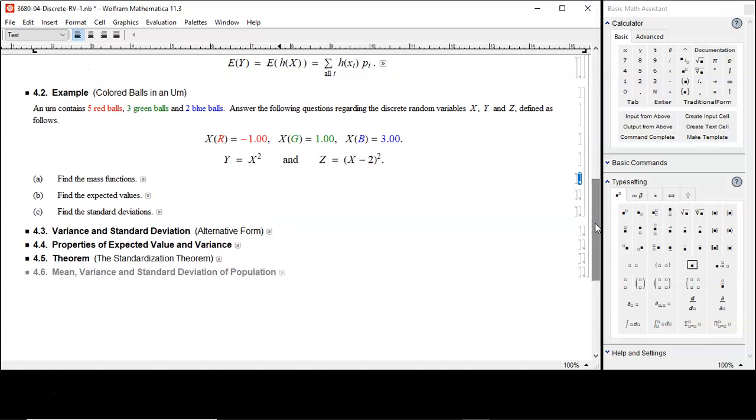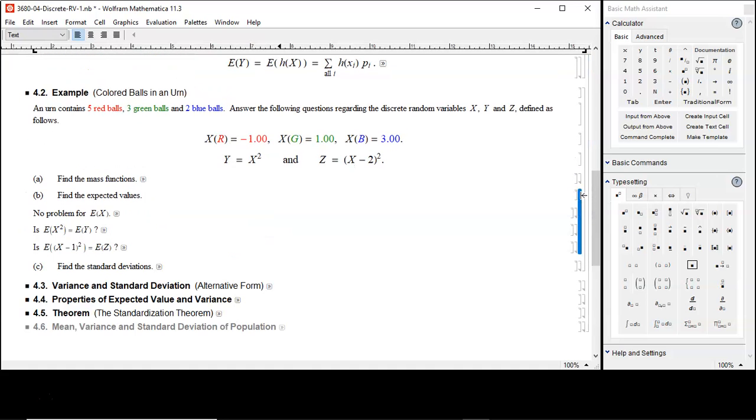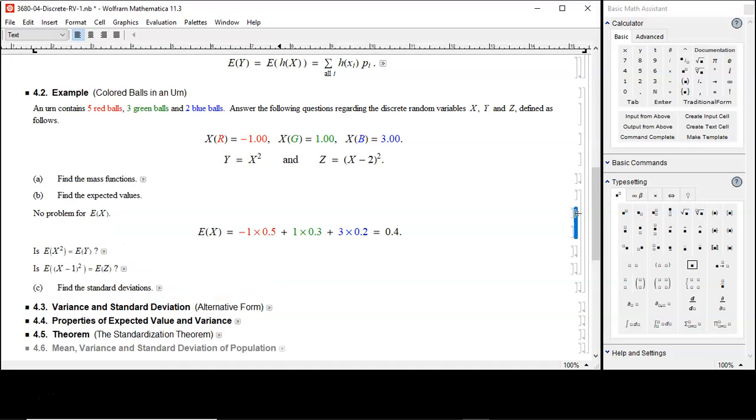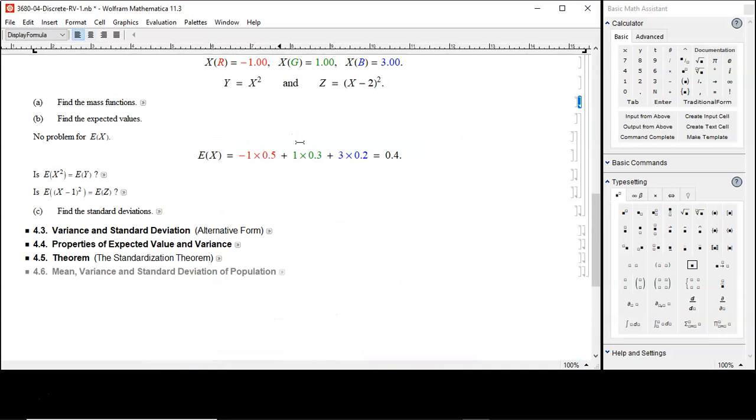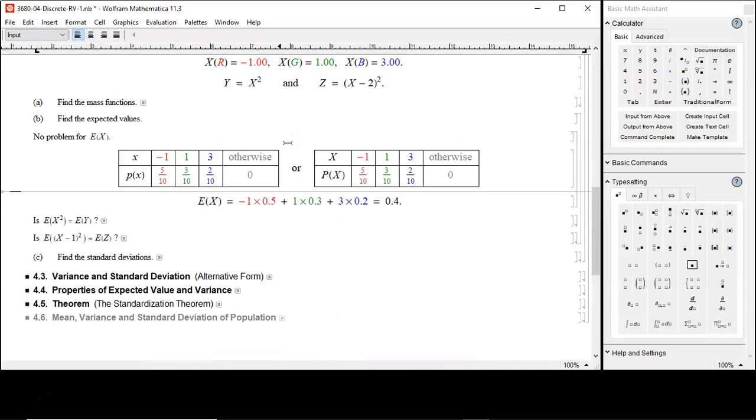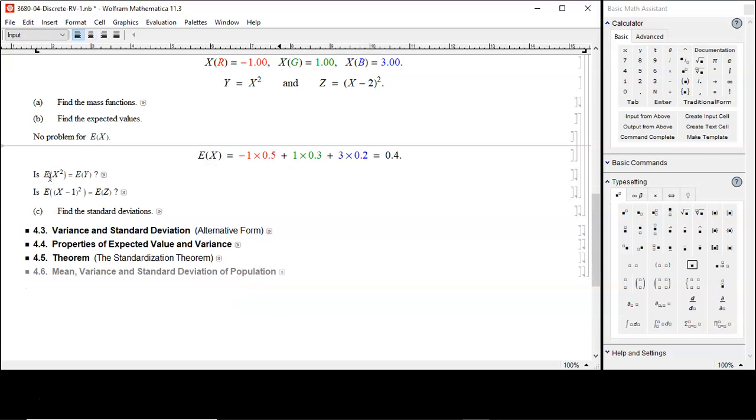Now let's calculate the expected values. No problem for the expected value of x. Let me see. Copy and paste this thing. Alright, multiply, multiply, multiply, and add them all up, and that's it. Alright. Now how about this?